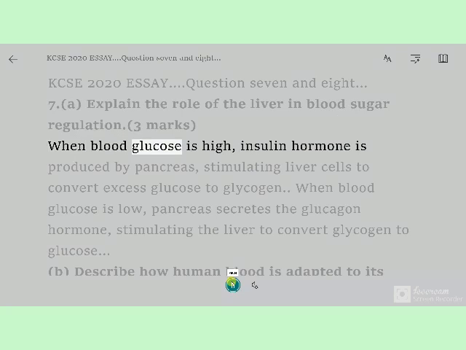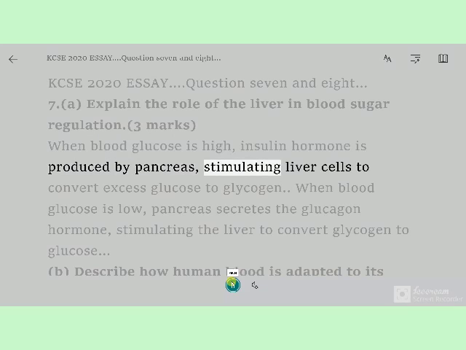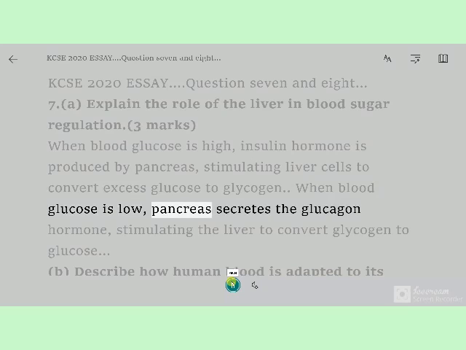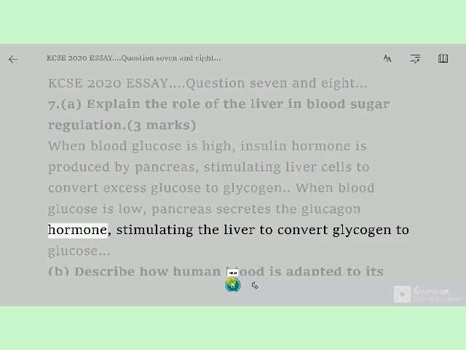When blood glucose is high, insulin hormone is produced by the pancreas, stimulating liver cells to convert excess glucose to glycogen. When blood glucose is low, the pancreas secretes the glucagon hormone, stimulating the liver to convert glycogen to glucose.